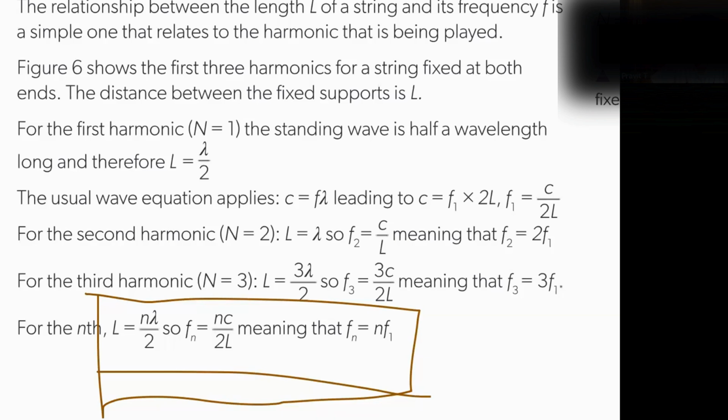Would it be n lambda over 4 for the length, and n v by 4L for the frequency of the first? So you're saying n lambda by 4. Then the last one, Fn, would be n times v divided by 4L. This one, Fn. Okay, let us look into the equation.